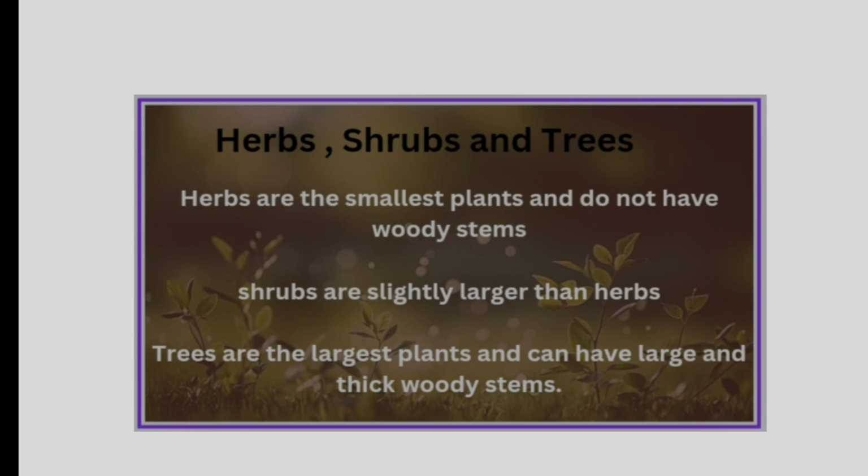And trees. We all know trees usually look very tall and have a hard and thick stem. And these stems have branches in the upper part, much above the ground. So these are the three types: herbs, shrubs and trees.